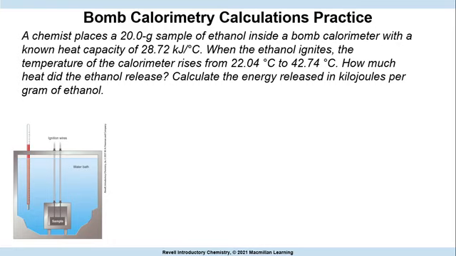Now let's look at an example here. A chemist places a 20.0 gram sample of ethanol inside a bomb calorimeter with a known heat capacity of 28.72 kilojoules per degree Celsius. When the ethanol ignites, the temperature of the calorimeter rises from 22.04 degrees Celsius to 42.74 degrees Celsius.